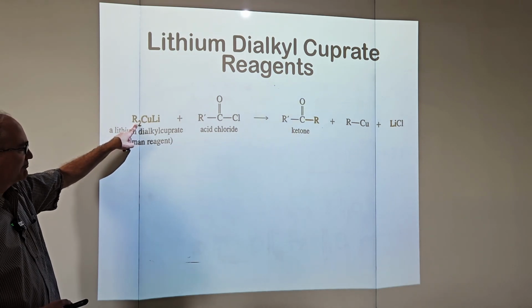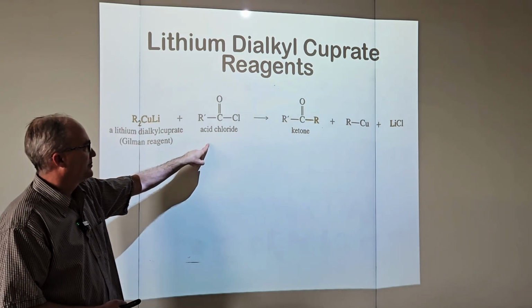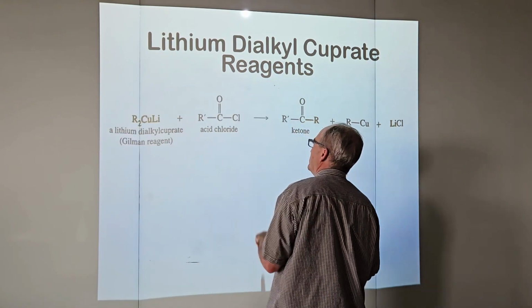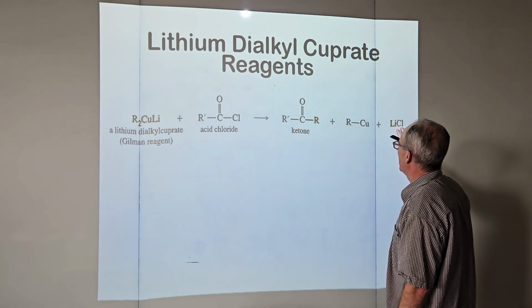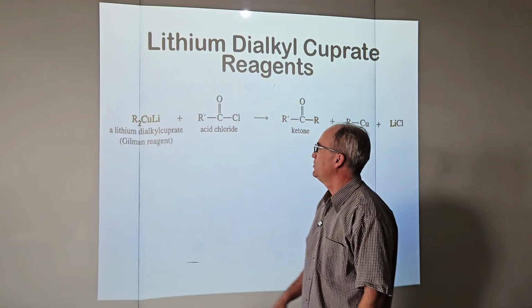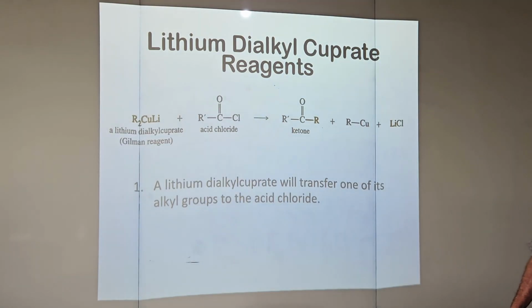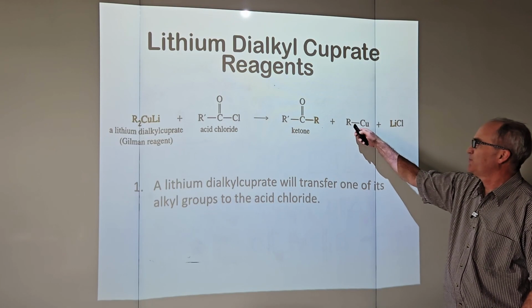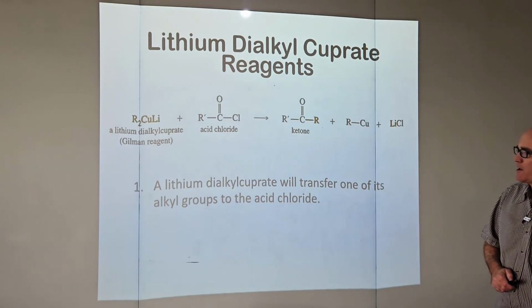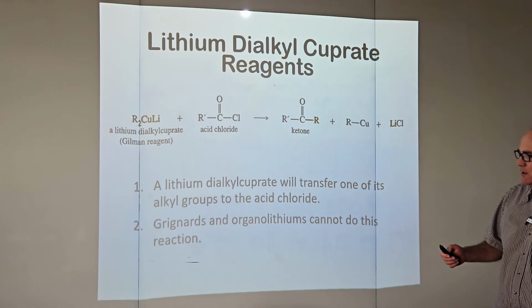Lithium dialkyl cuprate reagents, here it is. And you want to think of all these being the same, 2 electrons, a negative charge. It's going to come slam into here. Probably have a tetrahedral intermediate, have chloride as a leaving group. You can see that hooks up with the lithium in 2 of those. So I don't know what happens with this, but there's our ketone. A lithium dialkyl cuprate will transfer one of its alkyl groups to the acid chloride. Seems like you should be able to do some chemistry with that organometallic right there. Grignards and organic lithiums cannot do this reaction. Has to be this copper.